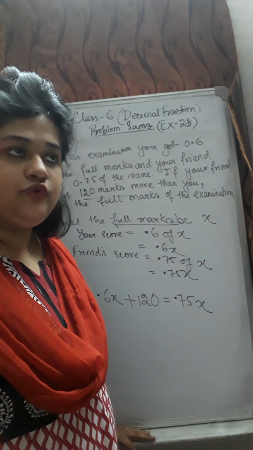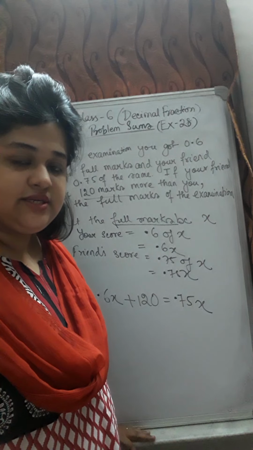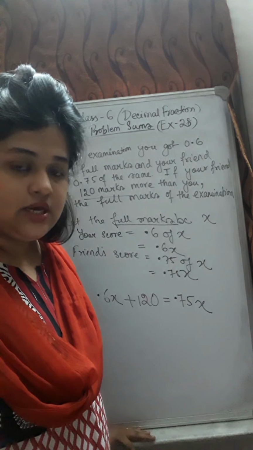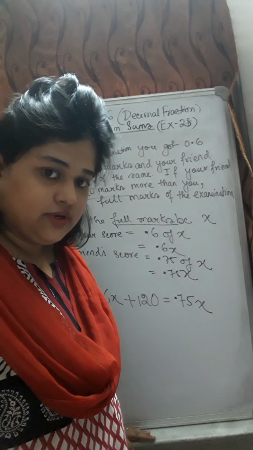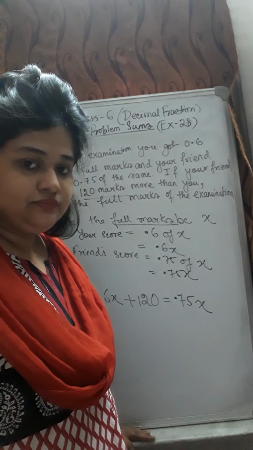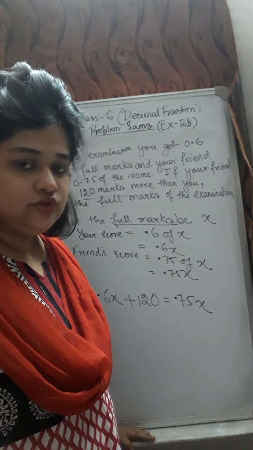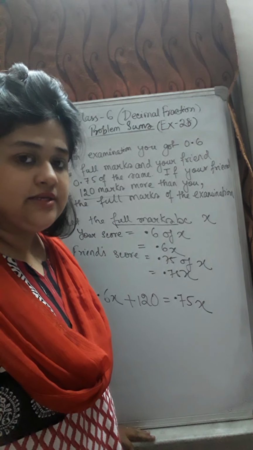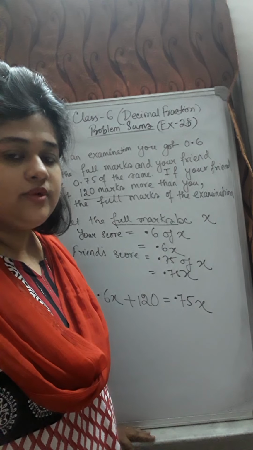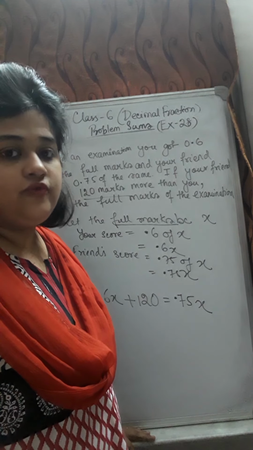For example, the full marks can be 50. For a unit test you are giving an exam out of 50. For finals you give an exam out of 100, and the full marks can be anything. So it is something which we have to find out. So you are getting how much? 0.6 of the full marks.